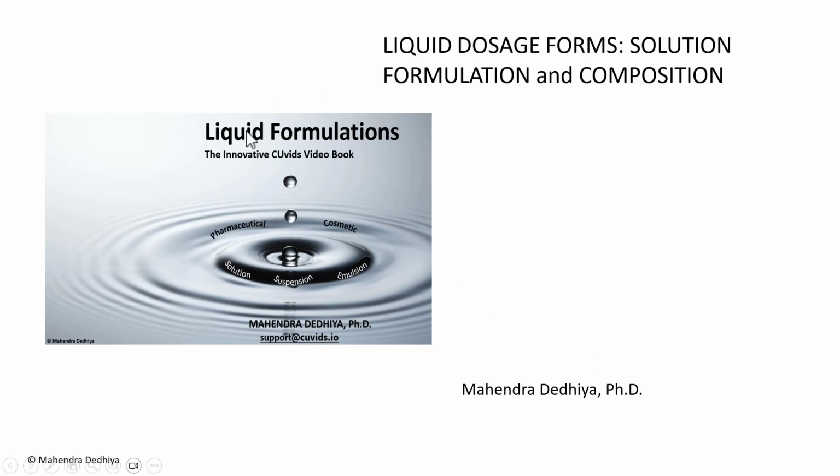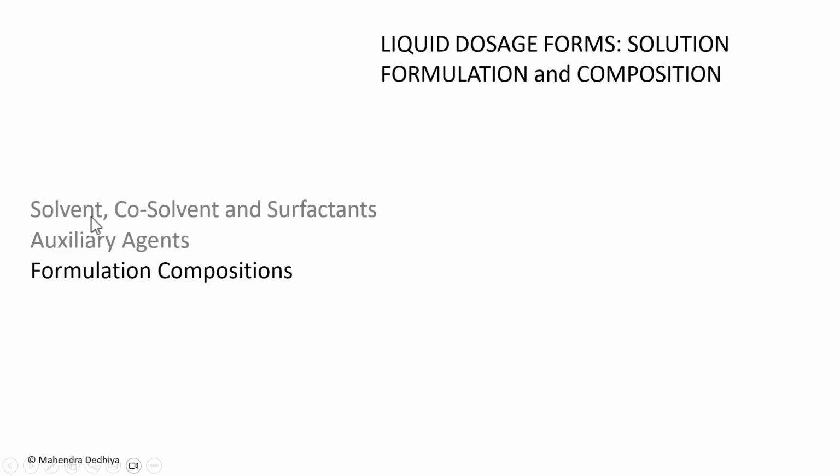In this portion of the book on liquid formulation, we continue to cover solution formulations. This is a follow-up to laboratory results of solubility in several excipients and solvents that were studied. This information is used in Module 6, where we looked at solvent, co-solvent, surfactant and auxiliary agents used in the formulation in submodule and related videos. In this submodule, we will look at formulation compositions and we will use examples of formulation compositions.